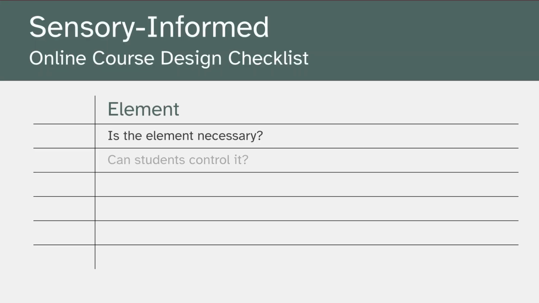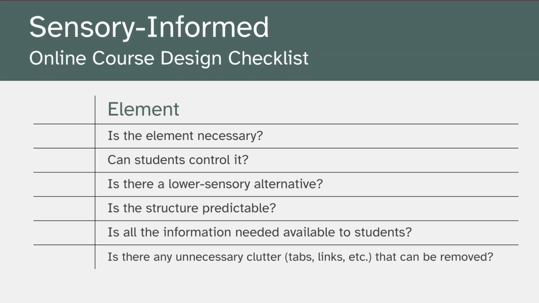Use this sensory-informed online course design checklist to evaluate different elements in your course. Is the element necessary? Can students control it? Is there a lower sensory alternative? Is the structure predictable? Is all the information needed available to students? Is there any unnecessary clutter? Tabs, links, etc. that can be removed?